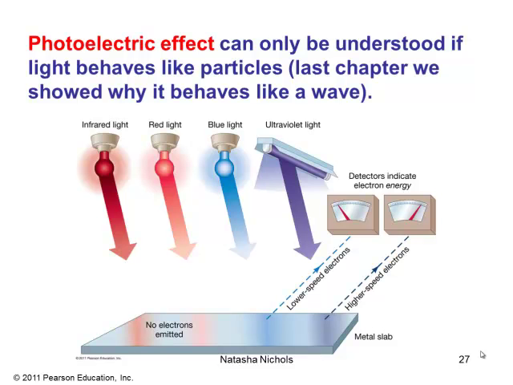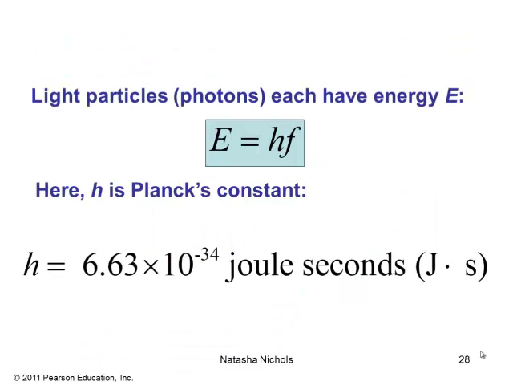So not just like waves that we talked about in the last chapter, but also behaves like particles. So in the picture right over here, when we have infrared light and red light, we have no electron emission. When we switch to the blue light, then we have lower speed electrons, and when we switch to ultraviolet light, we have higher speed electrons. And those dials right there represent the electron energy that's being emitted from the metal. So just wanted to talk about that in a very general way. You will not be tested on it.